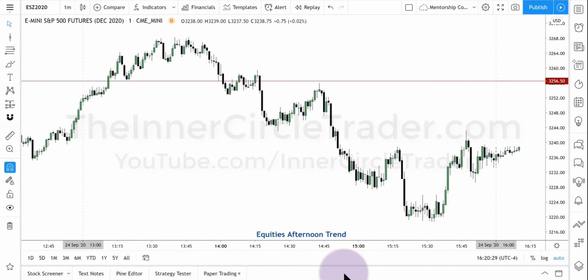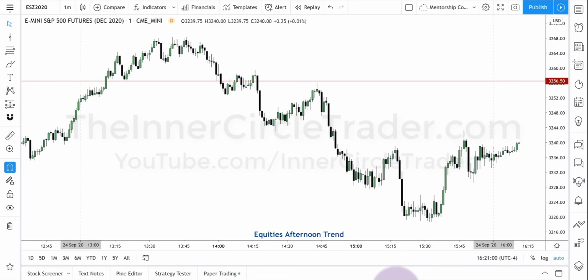Folks, we are looking at the afternoon trend for equities, and that begins at 1 o'clock in the afternoon Eastern time and closes at 4 o'clock. So 4 o'clock Eastern Standard Time and 1 o'clock Eastern Standard Time. That is the afternoon trend for equities. Now, if you're an intraday stock trader, you can focus on this time of day, or you can look at 9:30 in the morning to 11 in the morning Eastern Standard Time. That's the morning trend for equities.